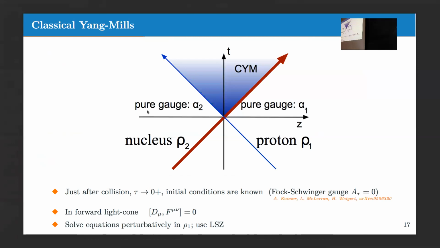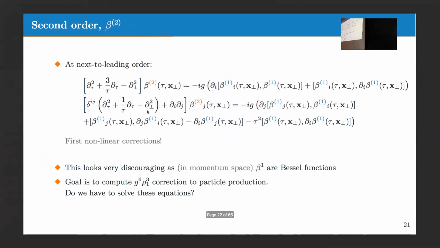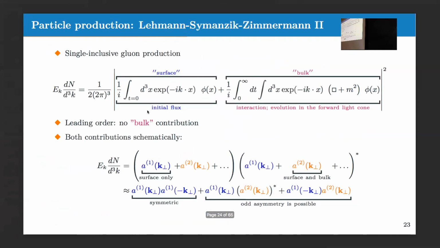Because the details might be a little bit more complicated, and I might get stuck there for quite a while. But the basic idea is the same. We have initial conditions, and we expand the target and projectile fields in a power series in the sources, and then solve the classical Yang-Mills equations in the forward light cone. This is why I'm going to skip most of it.